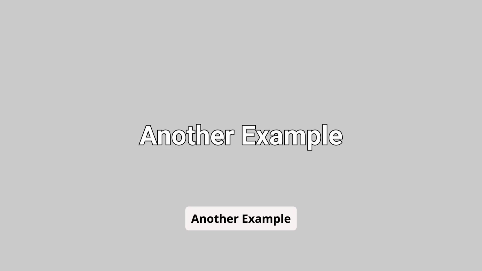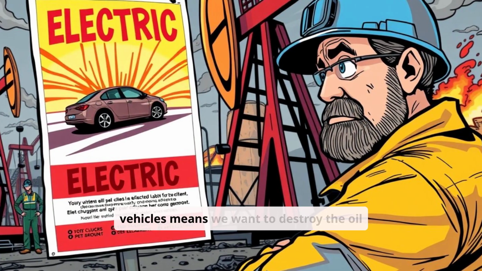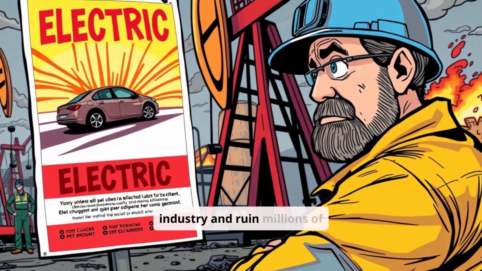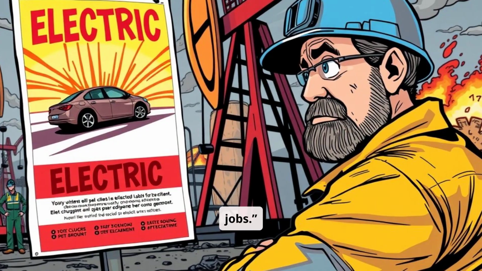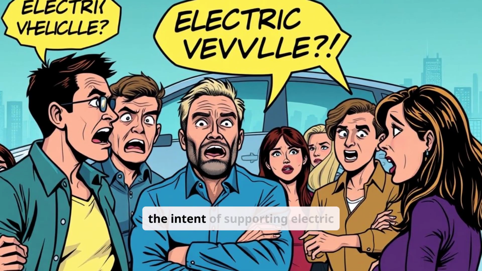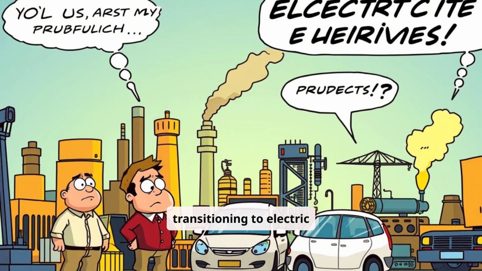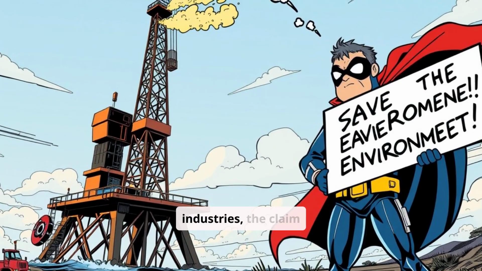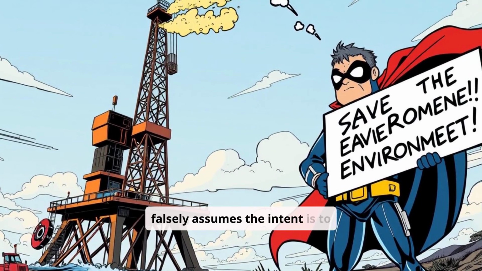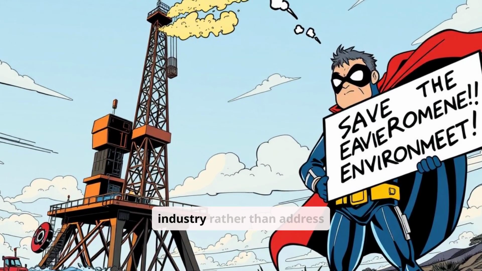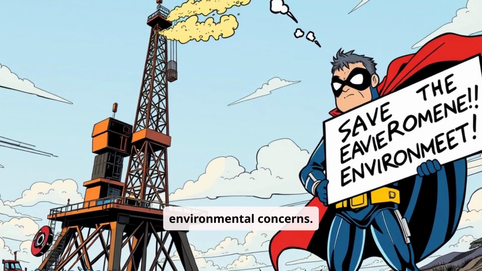Another example: promoting electric vehicles means we want to destroy the oil industry and ruin millions of jobs. The argument exaggerates the intent of supporting electric vehicles. While transitioning to electric vehicles may impact certain industries, the claim falsely assumes the intent is to destroy the oil industry rather than address environmental concerns.